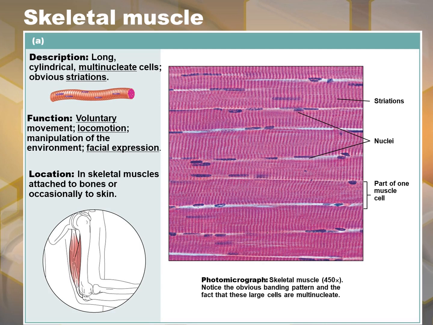So first is our skeletal muscle. So these guys are all of our voluntary skeletal muscles. These are what are going to be attaching to our bones and occasionally the skin. And we have voluntary control over it, meaning we say, I want to move my arm, and then the muscles in your arm move the bones of your arm. So it's important for locomotion, manipulation of the environment, and facial expression.